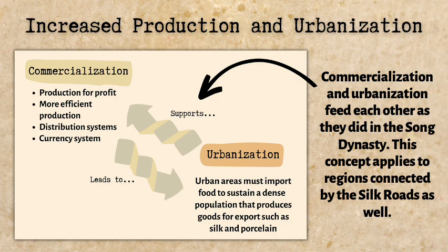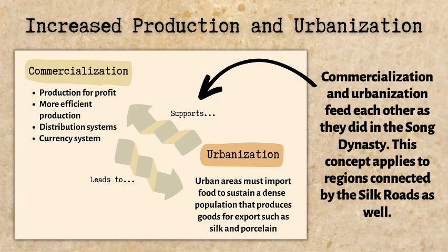So we see increased production and urbanization. As the Silk Roads grew, demand for goods from faraway regions grew. For example, Italy's upper class demanded porcelain and silk textiles from China. This demand created an incentive to increase production. We learned in Unit 1 about how China became a commercialized society and how that commercialization led to urbanization. When production demand increases, more efficient methods of production are developed. Production overall then increases. Commercialized societies produce for export rather than just local consumption.